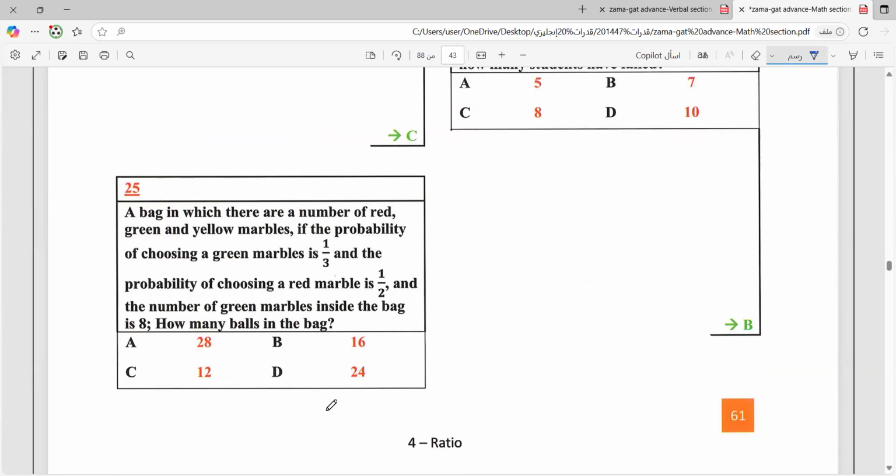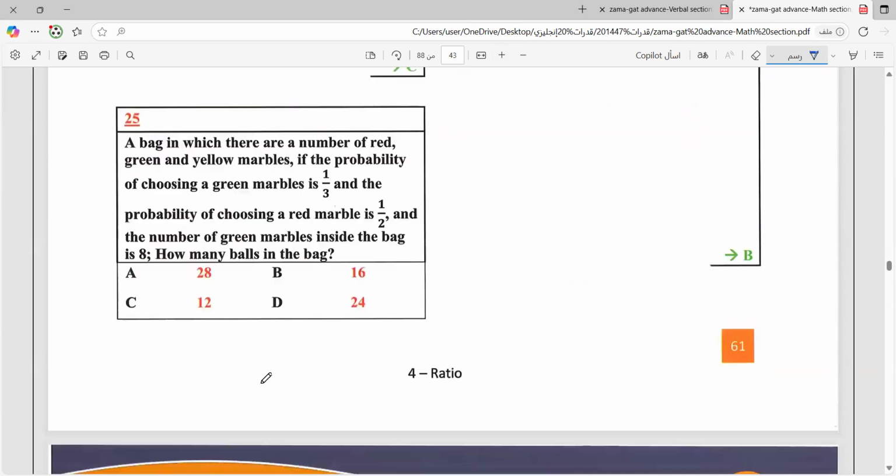A bag in which there are a number of red, green, and yellow marbles. If the probability of choosing a green marble is 1 over 3, and the probability of choosing a red marble is 1 over 2, and the number of green marbles inside the bag is 8, how many balls are in the bag?